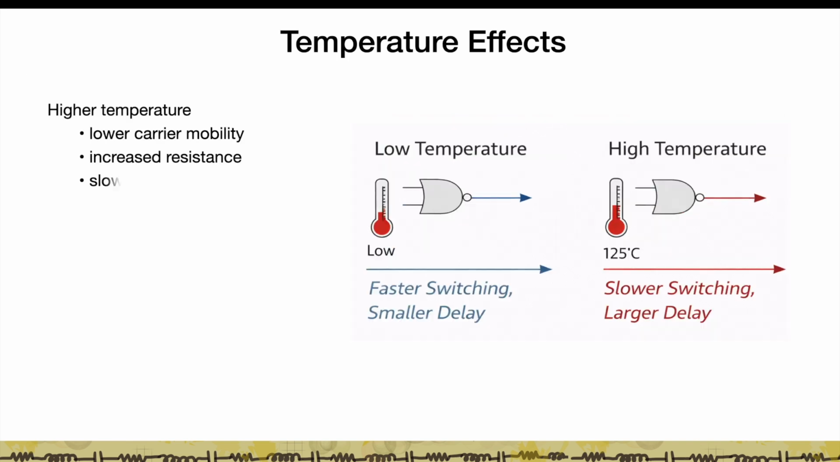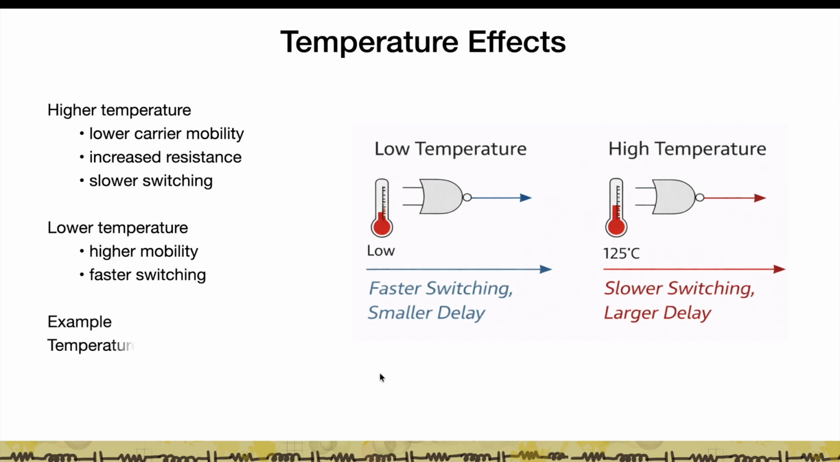Temperature is the third variable, and it behaves in a way that surprises a lot of students the first time they encounter it. As temperature rises, carrier mobility inside transistors decreases. The electrons and holes that form the drive current collide more frequently with the crystal lattice as it vibrates more at higher temperatures. The result: lower drive current, slower switching, higher delay. Higher temperature also increases metal resistance in the interconnect, adding further delay to the wire segments.